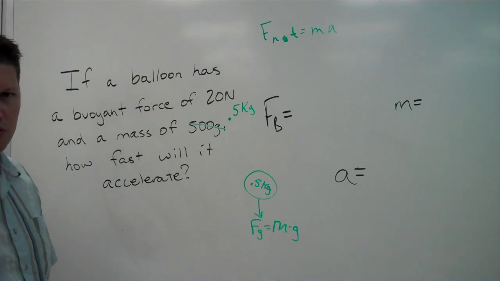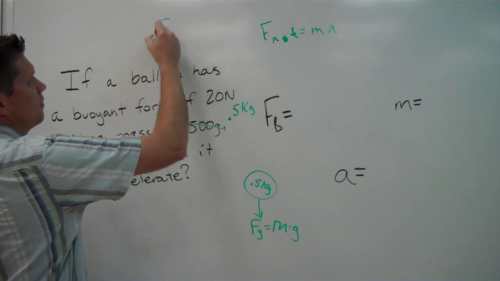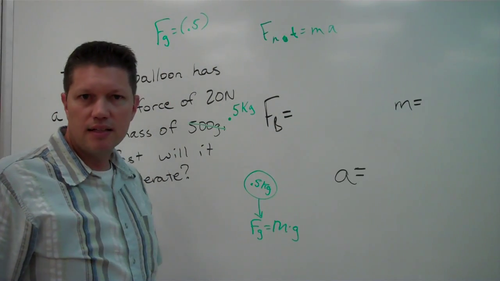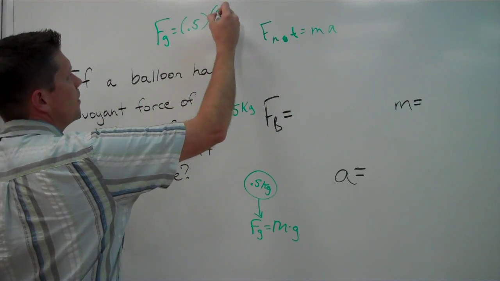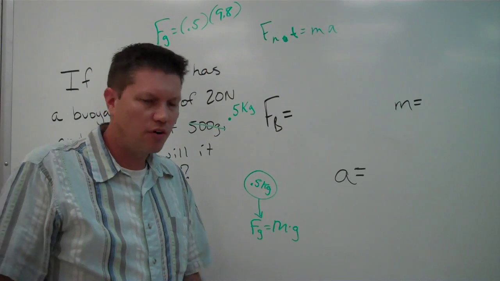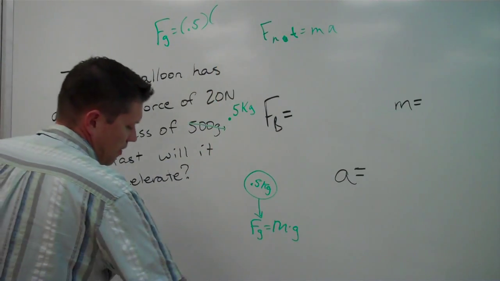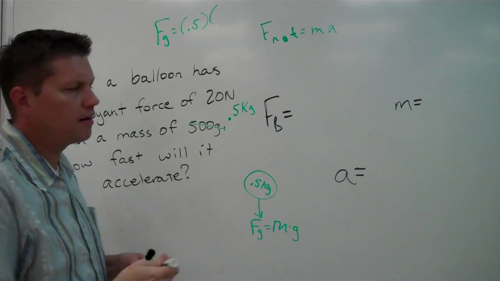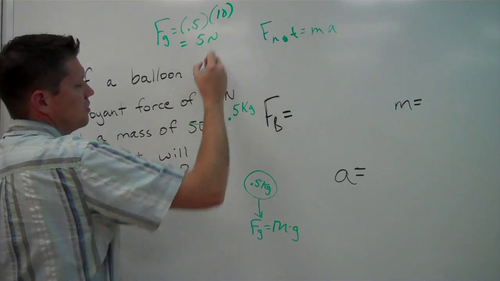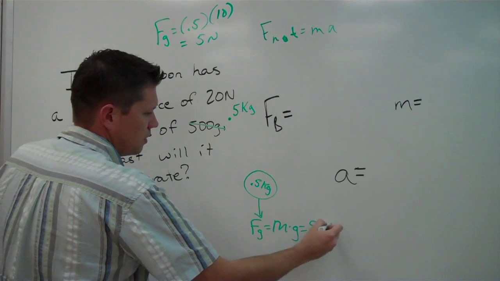So what is the mass of this balloon? The mass of this balloon is 0.5. So we'll step up here. Fg equals 0.5, and we know that gravity is 9.8. 0.5 times 9.8. Well, it would be a lot easier in this problem if we use 10 for gravity. So just for the video and for today's notes, let's use 10 for gravity. That'll make our numbers real easy, and we won't even need a calculator. So 0.5 times 10, we can do that in our head, 5 newtons. So in my free body diagram, my gravitational force is 5 newtons.